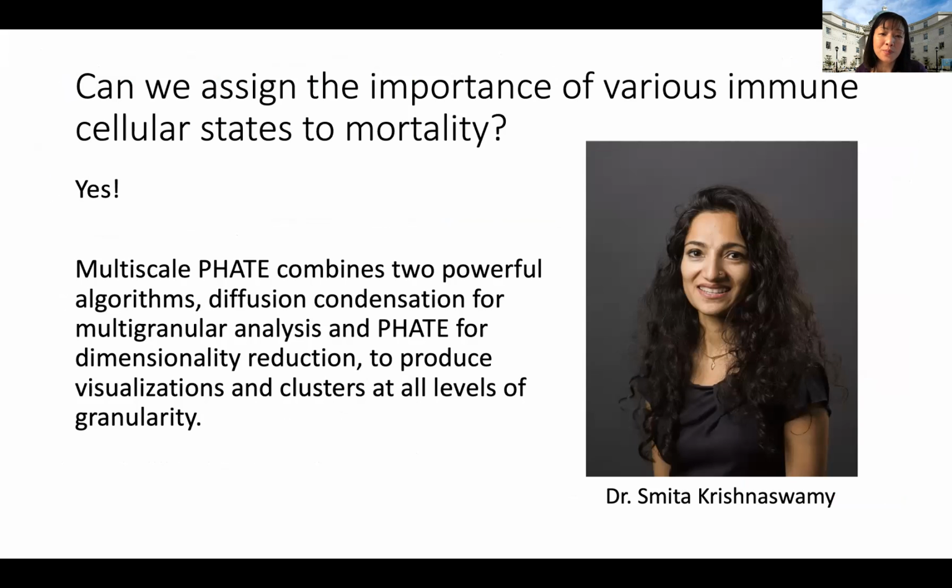And so at this point, for immunologists like myself, we were kind of burdened with lots of data from different patients at very different time points. And we wanted to understand whether we can assign importance of various immune cellular state to mortality. So I told you that measurement of cytokines can sometimes predict this mortality. But when it comes to immune cells, there are so many different types, so many different states. How do we deal with such large data?